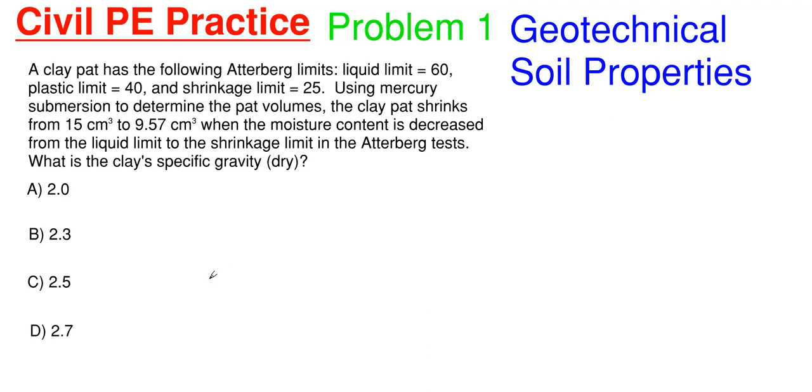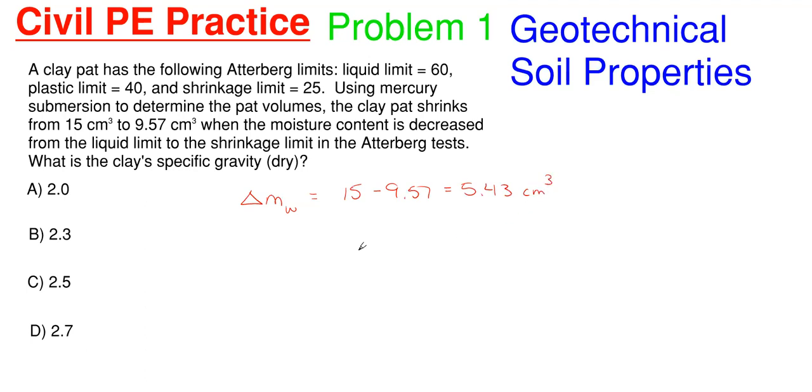So we have our four options here. It's obviously going to be 2 point something. A little bit of work to get through this one, but let's get started. First, we want to determine what our water volume reduction is. I'm just going to call that delta VW for our water volume reduction. And that's simply going to be how much did we shrink by? So it'd be 15 cubic centimeters minus 9.57 cubic centimeters, which gives us 5.43 cubic centimeters.